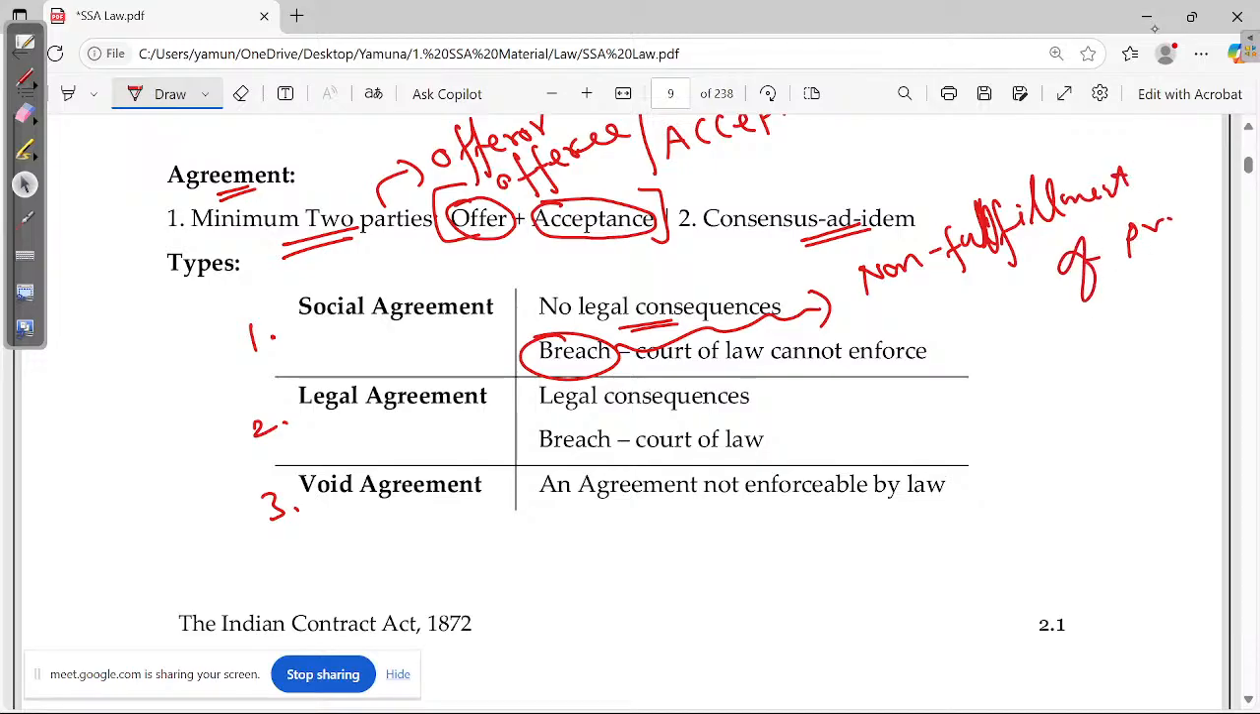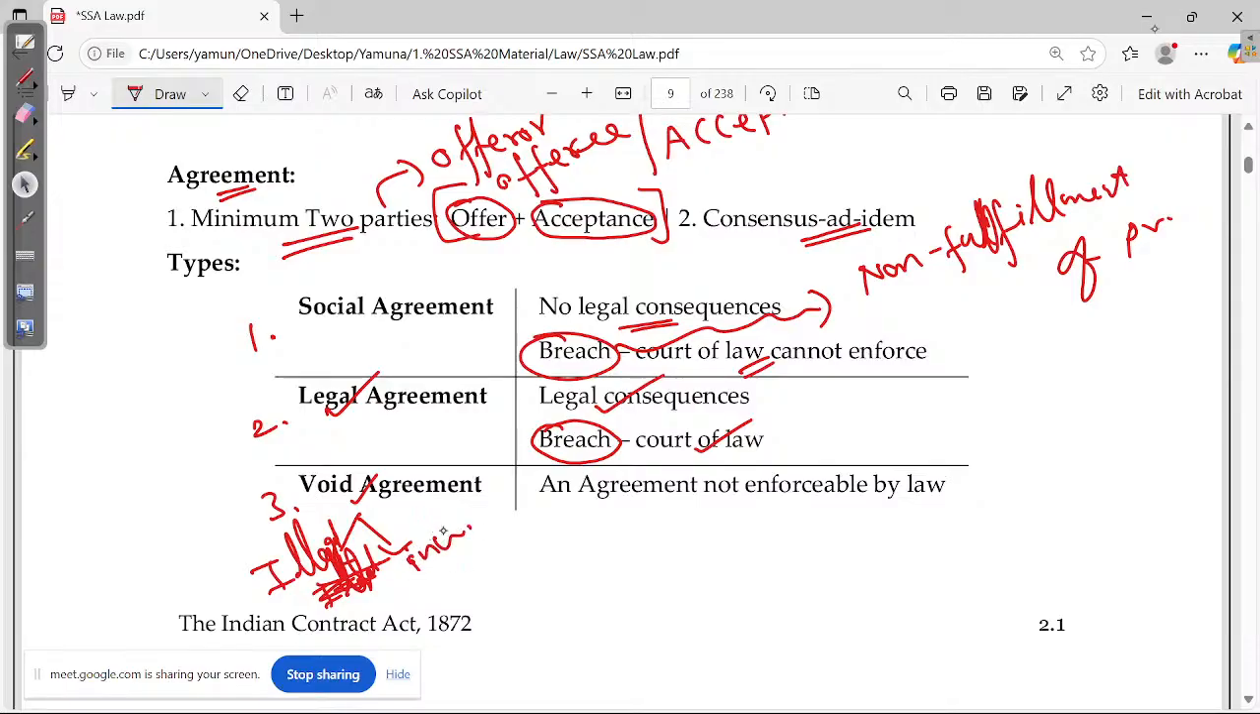Non-fulfillment of promise. If you go to the court of law, the court cannot enforce. Legal consequences are there, and in case of any remedies, you can go to the court of law. Third, void. Actually, we'll discuss in the types of contract. We'll have illegal. You can please make a note here. You have illegal and incapable. We'll discuss that a bit later.